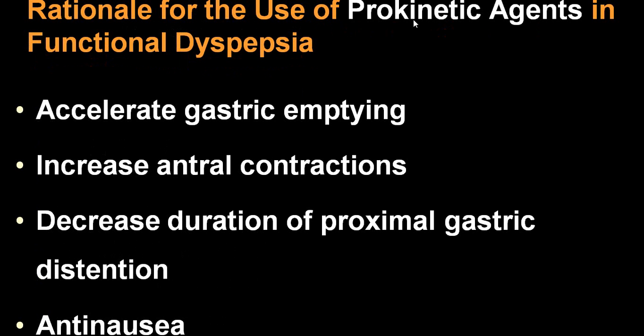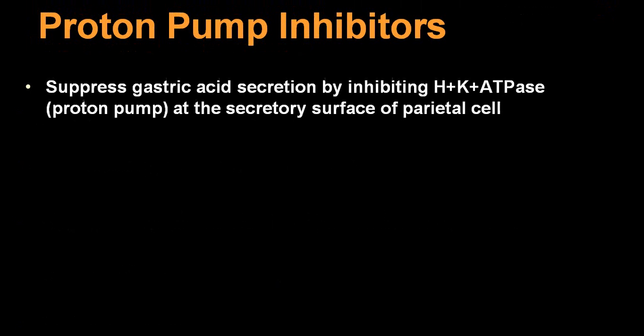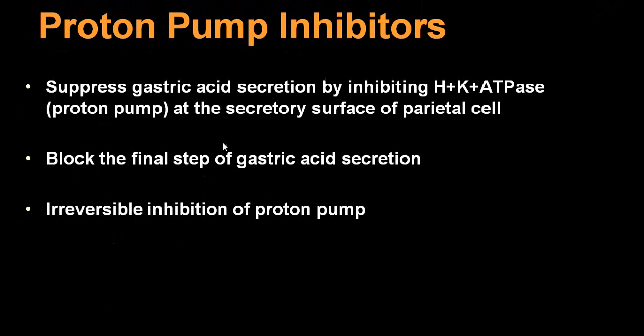You can use prokinetic drugs, which will be more beneficial in postprandial distress syndrome, and also look for drugs which reduce gastric motility. Prokinetic drugs help accelerate gastric emptying, increase antral contraction, decrease the duration of proximal gastric distension, and also help in decreasing nausea and vomiting. Proton pump inhibitors suppress acid production, so pain symptoms will be reduced. They block gastric acid secretion through irreversible inhibition of the proton pump.